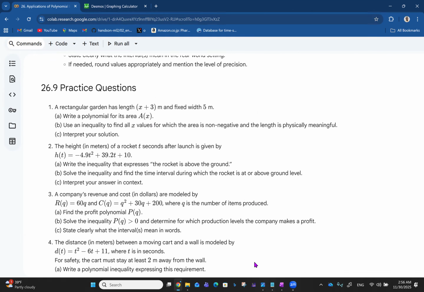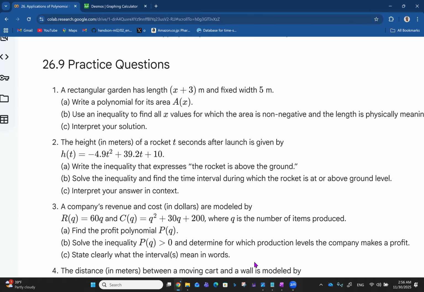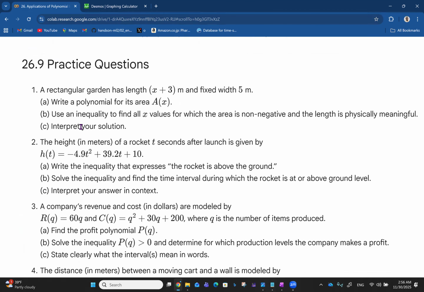So, on this note, let's look at the questions. I'm just going to flash them at you. This is about 1 to 3. A rectangular garden has length x plus 3 meters and fixed width 5 meters. Write a polynomial for its area. Of course, that will simply be 5 times (x + 3) square meters. Use an inequality to find all x values for which the area is non-negative. That will be 5(x + 3) greater than or equal to 0, because area has to be non-negative. If you divide through by 5, you have x + 3 greater than or equal to 0. That means x has got to be greater than or equal to minus 3.